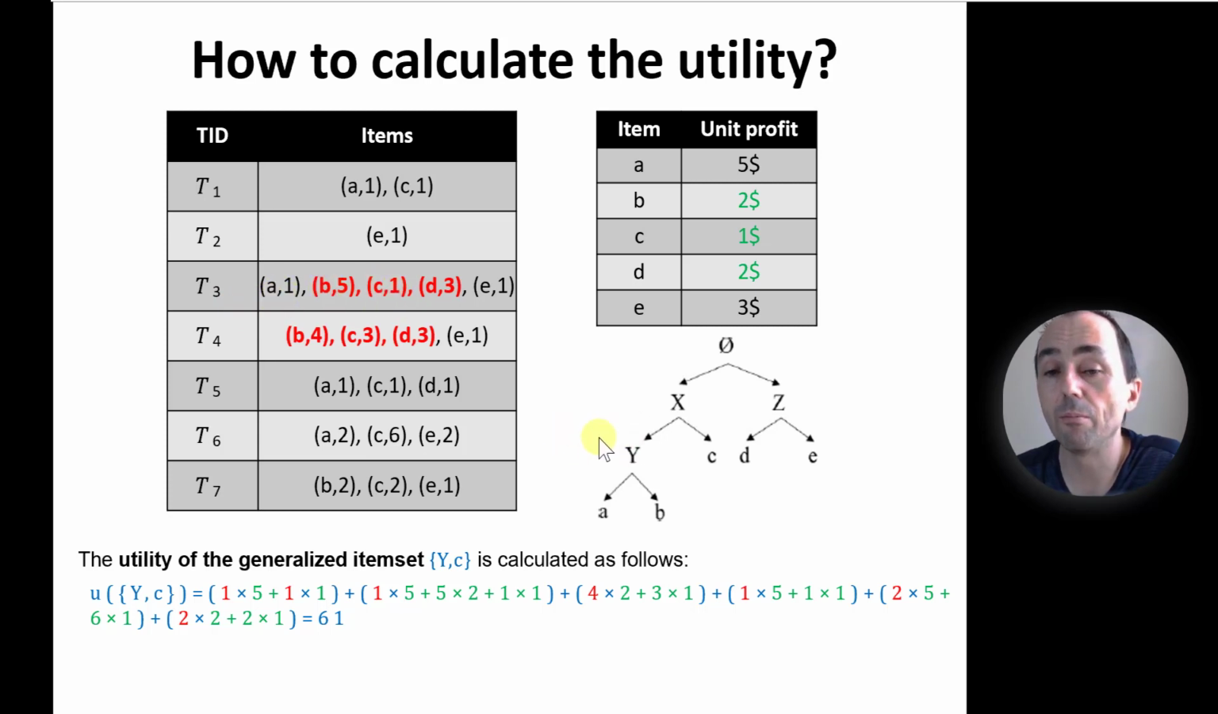Then again, in transaction 3, we have A and C, but we have also B and C. Both of them, A and B, can be Y. So we'll have 1 apple for $5 plus 5 bread for $2 plus 1 cake for $1. This is for transaction 3. Then we do the same for T4. We have B and C, T5 A and C, T6 AC, and T7 BC. And this will tell us the utility of this generalized item set is $61. So this is how to calculate when we have the categories, or what we call the generalized items.